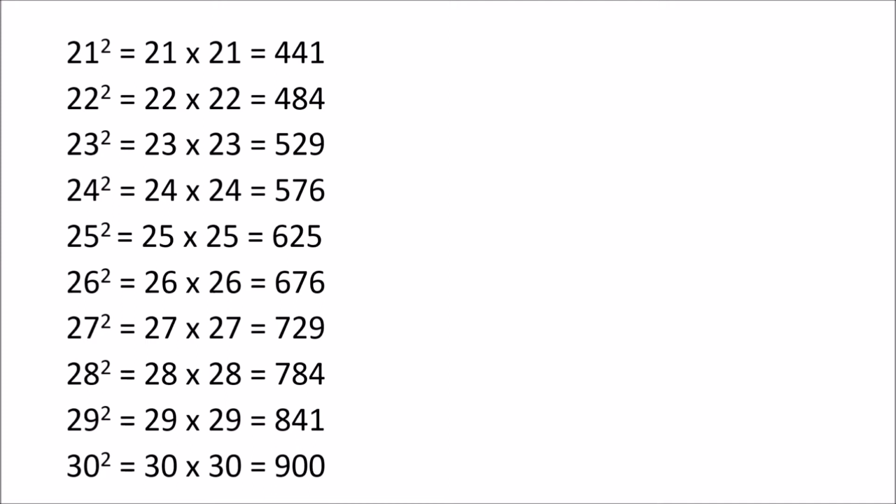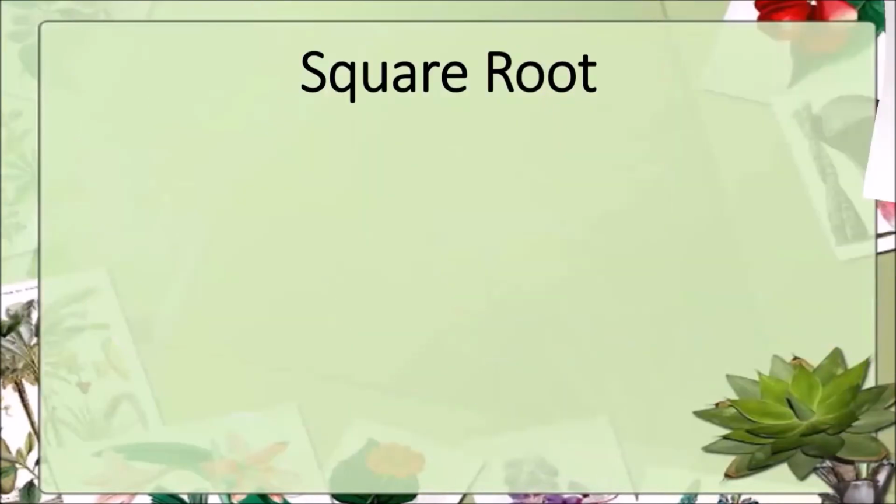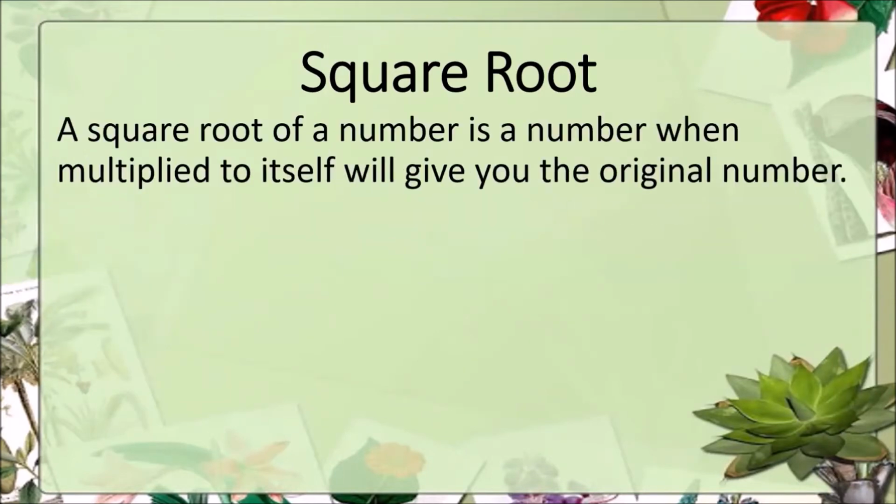Once we have memorized these, all of these squares are perfect squares, and they are what we call rational numbers. Now to define what a square root is: a square root of a number is a number that, when multiplied by itself, will give you the original number.